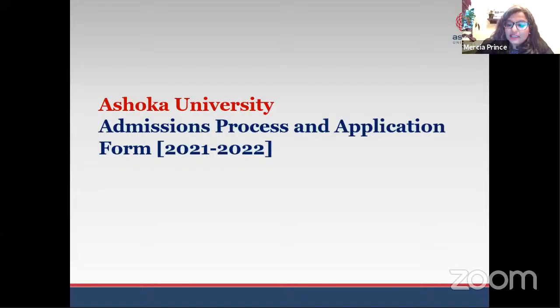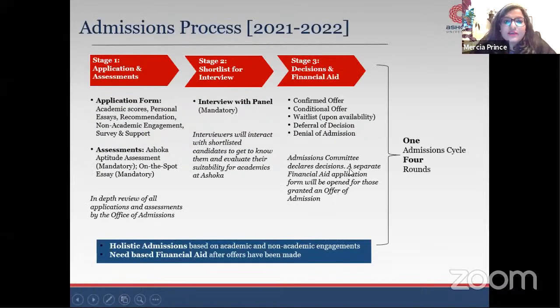Having said that, let me quickly go into the process for this year, as well as the application form. The admissions process for this year is very similar to last year. We've not made too many changes, in case some of you are aware. We have 3 stages. Stage 1 is the application form itself, and it includes the assessment round as well.